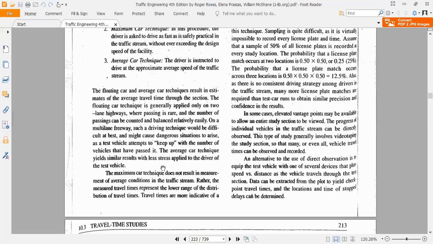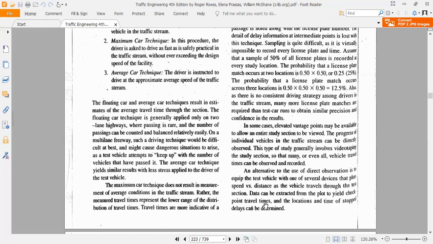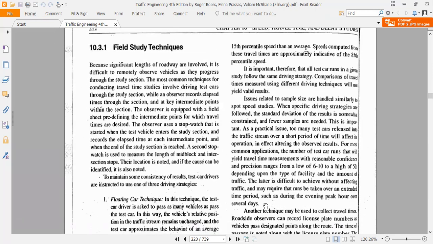And the maximum car technique does not result in a measurement of average condition, because it will not be representing the average condition, as they hold high speeds. The rest of the vehicles are in actual conditions, so it is not giving us the true data. Rather, the measured travel time represents the lower range of the distribution of travel time. So travel times are more indicative of the 15 percentile speed than an average. Speeds computed from this travel time are approximately indicative of the 15 percentile speed.